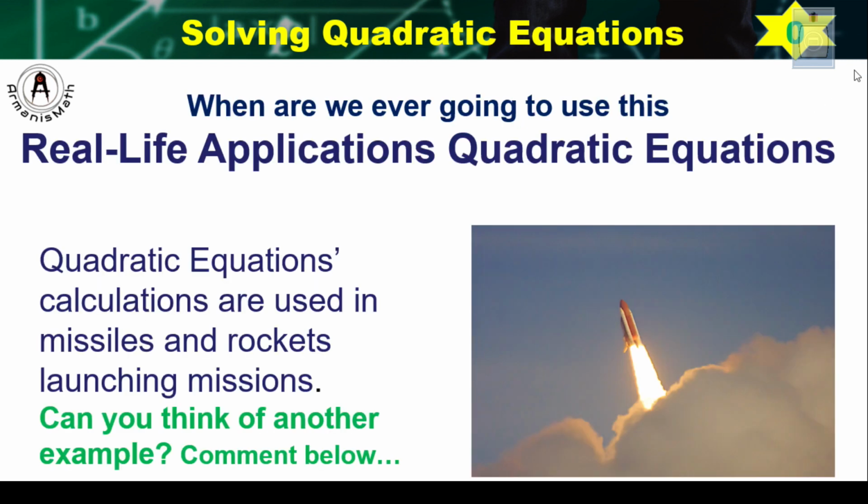Where in the whole world do we use this one? Well, you use quadratic equations in applications and calculations. For example, quadratic equation calculations are used in missile and rocket launching missions. You want to see how far and how high the rocket can reach. If you could think of another example, share that with us in the comments or in the chat.